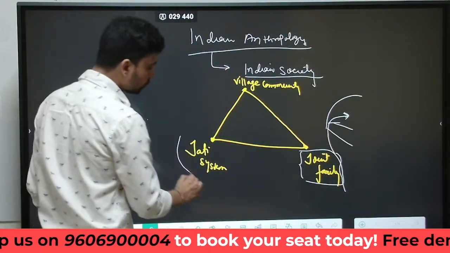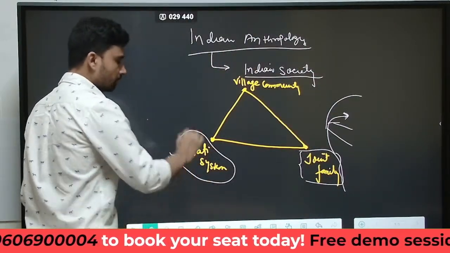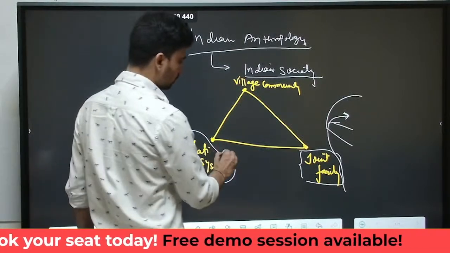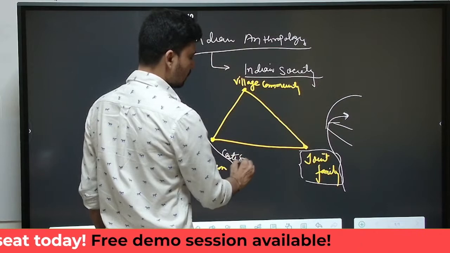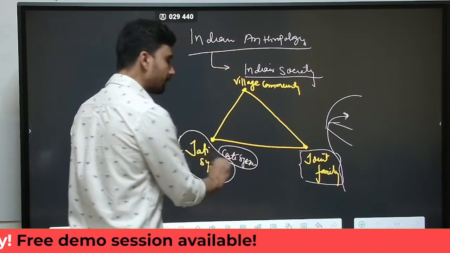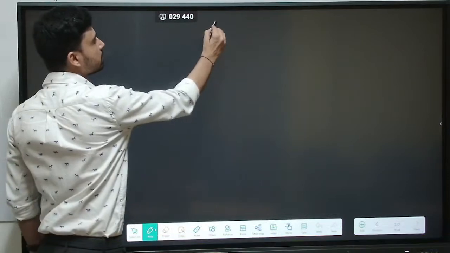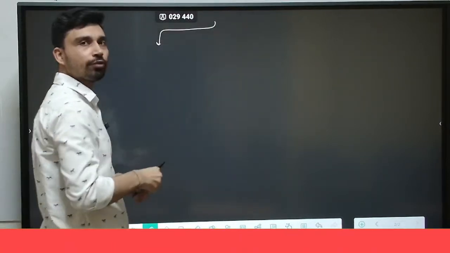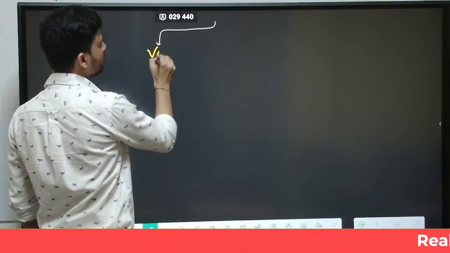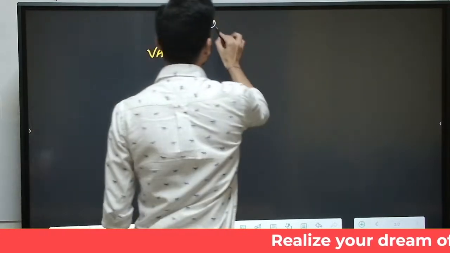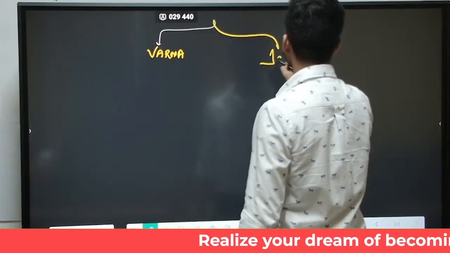Now, our main topic of discussion today will be the jati system. It is also referred to as the caste system. So we'll try to understand this in more detail. If you talk about the caste system or jati system in India, it can be studied under two different heads. First is what we can call the Varna system, and second is the jati system.